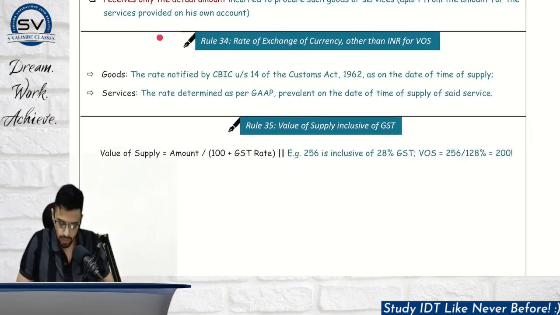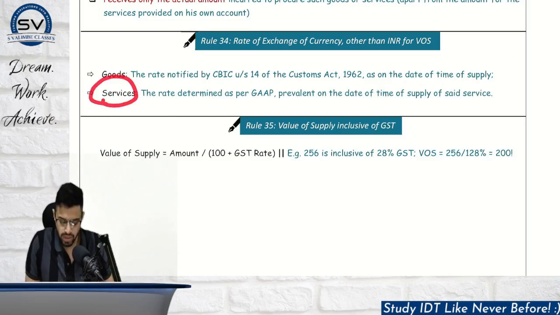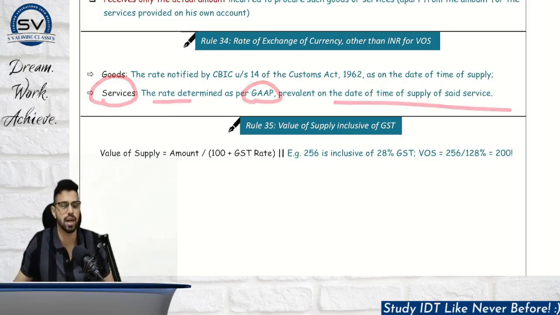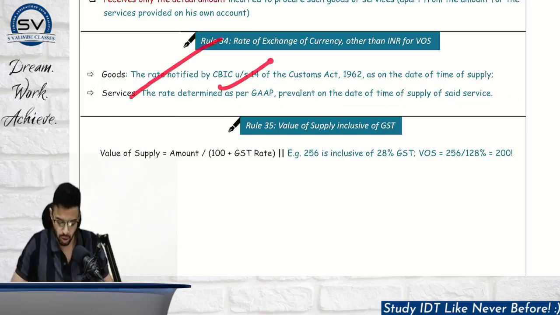Okay. Now rule number 34, this is very normal: the rate of exchange of currency other than INR for valuation. Let's say the valuation is given in USD or pound, then how to convert? In case of goods, we have to use the CBIC rate, the board rate, as on the date of time of supply. With respect to services, the rate has to be determined as per generally accepted accounting principles, again at the time of supply of the service. This is not very relevant.